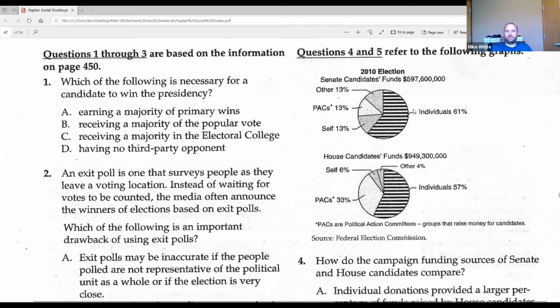Give everyone just a few seconds to think about it. Respond if you want to respond. If you want to just write it down or tell it to yourself and not share it, that's fine too. I just want to try to get you to actively be doing these questions. So which of the following is necessary for a candidate to win the presidency?